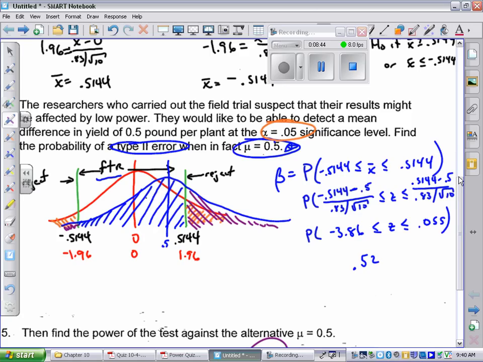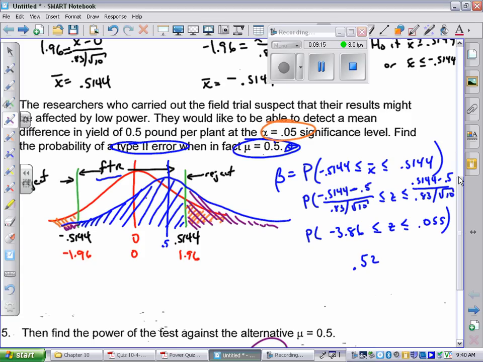How can I improve the power? A couple of different ways. Okay, so one way to make power bigger is to make beta smaller, and I make beta smaller by making alpha bigger. So I can increase the probability of a type 1 error. That would decrease the probability of a type 2 error, thereby increasing the power. So if I changed my alpha level, that would help power. Okay, how else can I help the power?